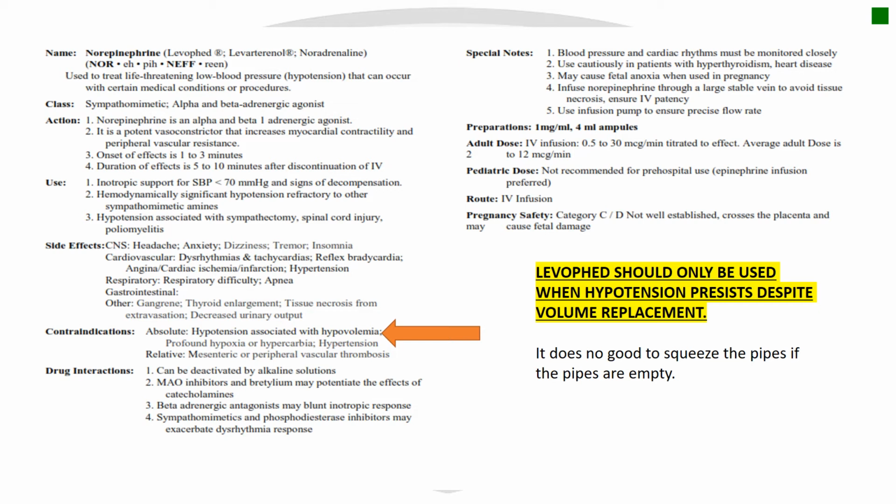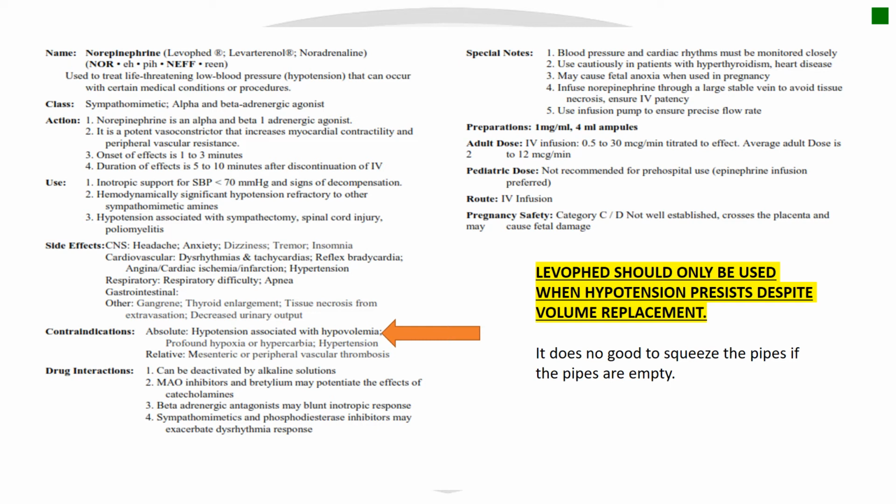You have your adult dose listed here, which is the same dose I gave you, and we don't want to exceed 30 mics. Worth noting here, the contraindications to Levophed infusion are hypotension associated with hypovolemia. So let's think about this. If we're going to increase our inotropy and our chronotropy, so we're going to squeeze down our vessels and cause some vasoconstriction, it wouldn't work very well if our vessels were empty.